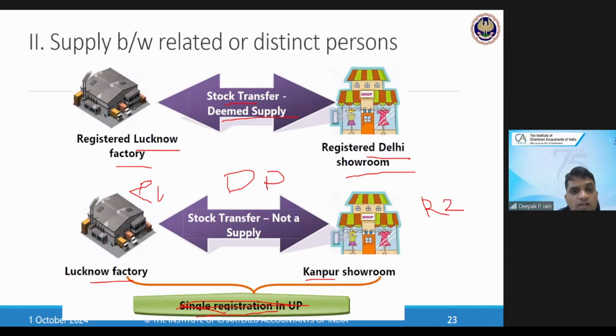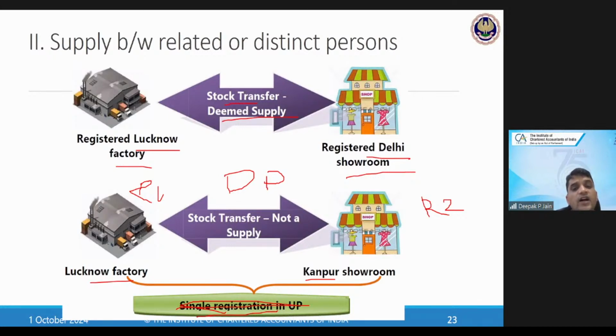Sir, can a partnership firm sell goods to the partner of the firm at the same price at which the firm purchased the goods? Yes, they can do it, provided the partner is registered. If he is registered, then they can do it. Otherwise, they will have to do it at the market value.